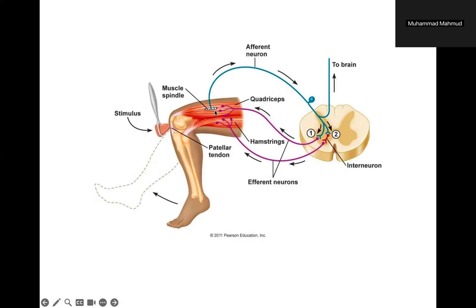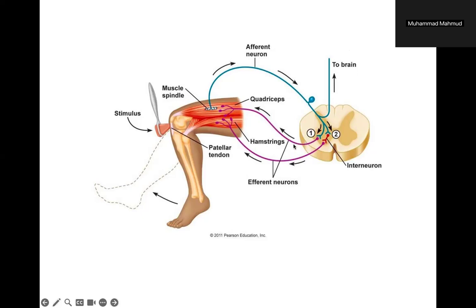And when they are stretching, the muscle spindle is sensing this stretch, and this stimulus is going to travel through the afferent neuron to the spinal cord. That's the second component. So the muscle spindle is the first component, the afferent neuron is the second component. And here in the spinal cord, they have interneurons between the two neurons. That is the third component. Fourth component will be the efferent neurons.